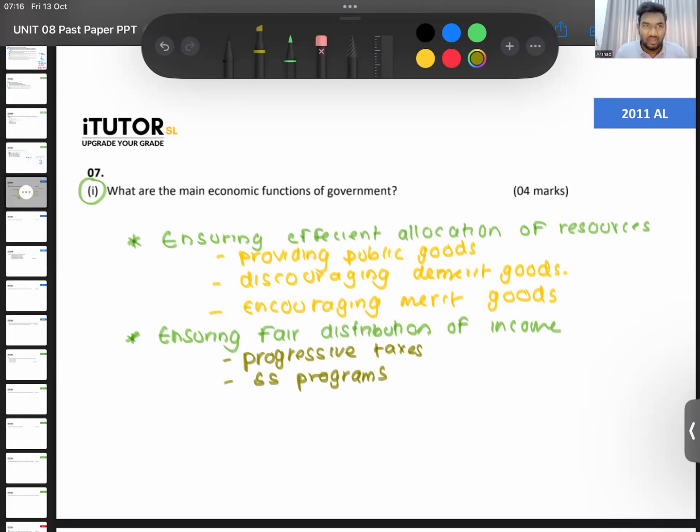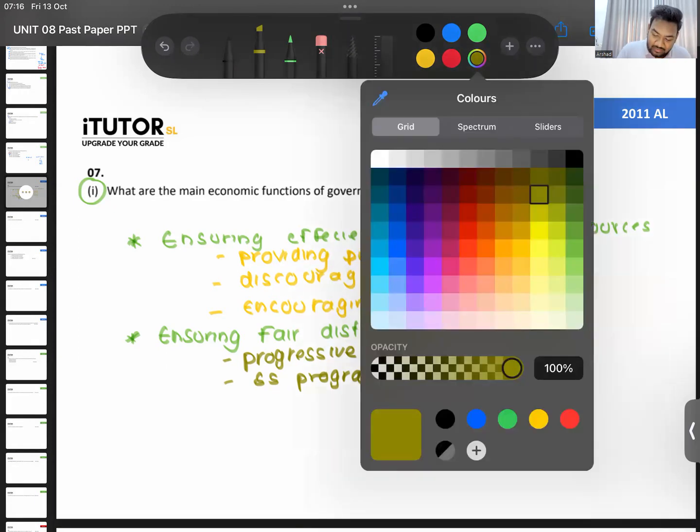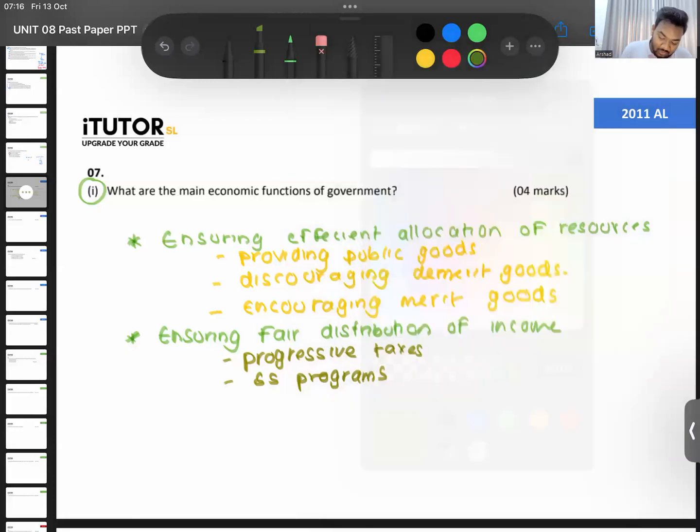So remember, when you all are writing, write the main reasons. Now when they ask you what are the main functions of the government, don't say charging progressive taxes, because charging progressive taxes comes under the main function of ensuring fair distribution of income. Got it? Then apart from that, what else? What else can we use? What's the other main thing?